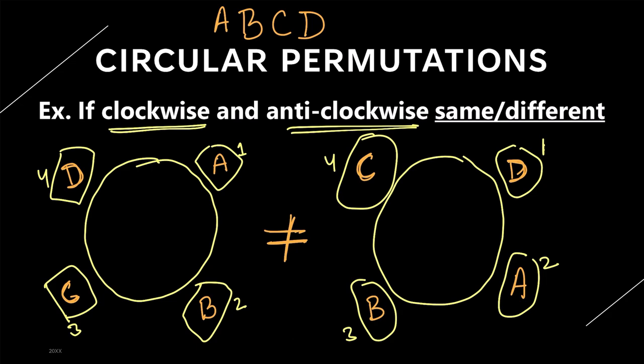But if you see here, A B C D is the pattern here, A B C D is the sitting pattern here. But because the seat numbers have been marked, these two are not the same, right? I hope you understand. When the seats have been marked, these two are not the same.